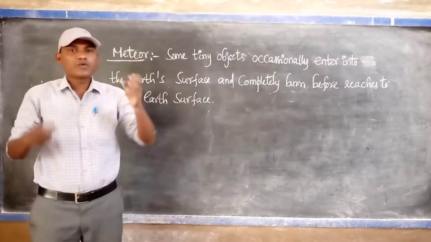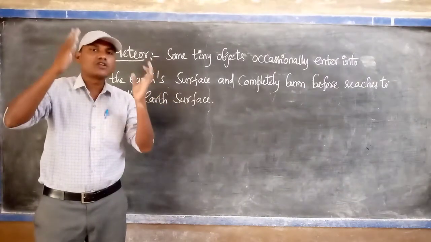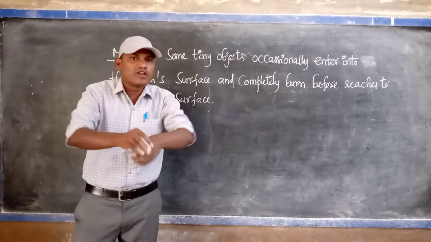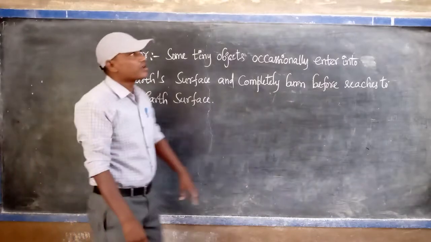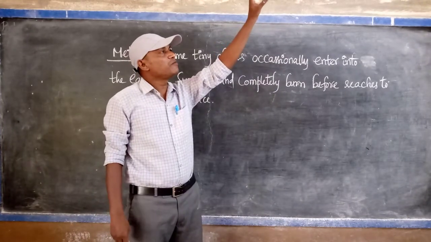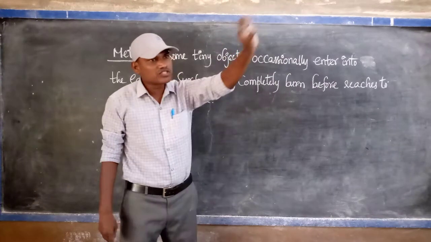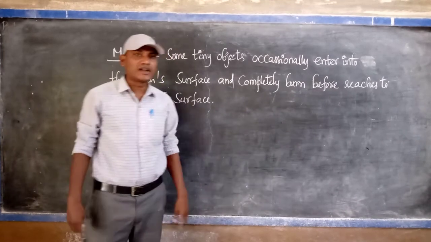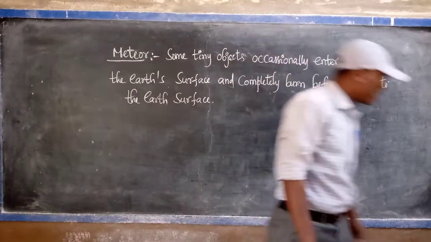At that time, what is present in the Earth's atmosphere? Air. Due to the air frictional force, it catches fire, and before it reaches the Earth, it is completely burned. That's why you observe an illuminated star-like object coming from the sky, and before it reaches the Earth, it disappears. Why does it disappear? It is completely burned in the Earth's atmosphere by which force? Air frictional force.